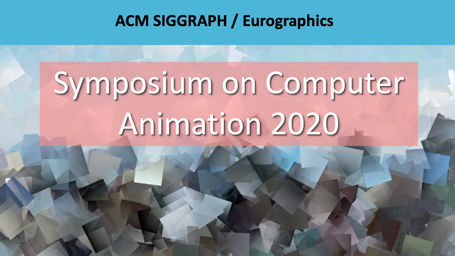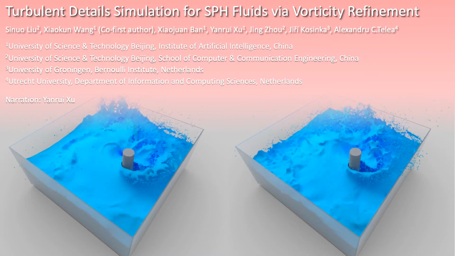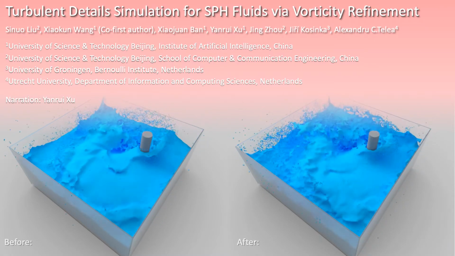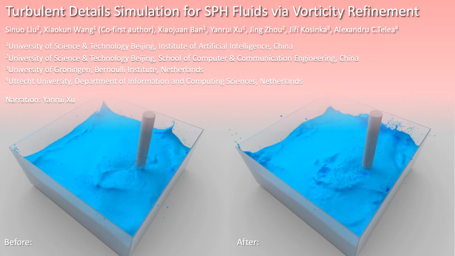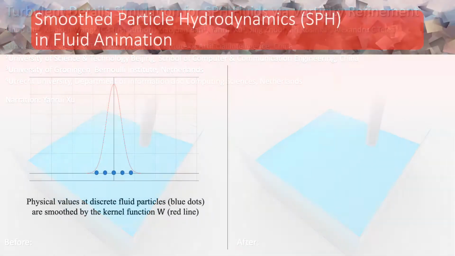I would like to discuss our paper on refining turbulence for SPH approach in fluid simulation. We propose a vorticity refinement solver for SPH fluid simulation to recover turbulence details dissipated during simulation. Our method can not only amplify existing vortices, but also capture additional turbulence. The solver is straightforward to implement and can be easily integrated into existing SPH methods.